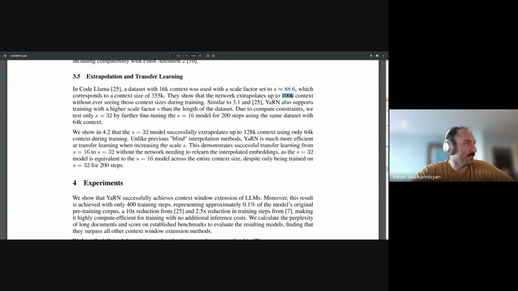And what they do with this paper, YaRN, yet another rotational encodings, is actually two steps of fine-tuning on very small data sets. First they do only about 200 steps for each step of fine-tuning. So first they go from 16K to 64K, and then they go to 128K.